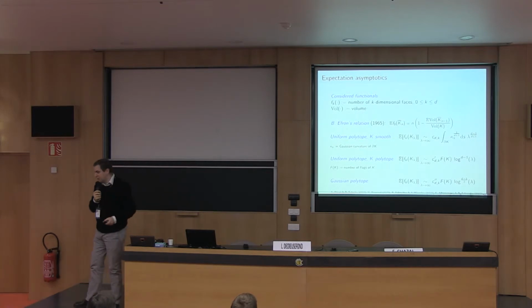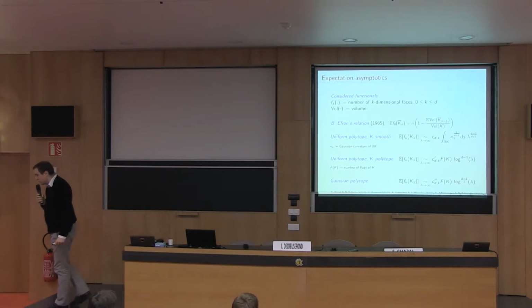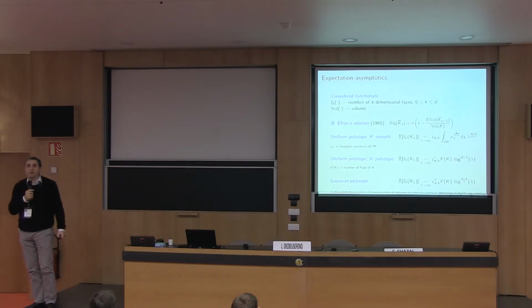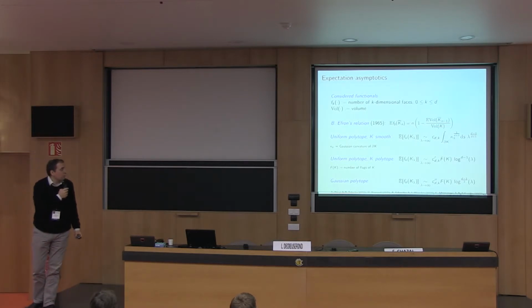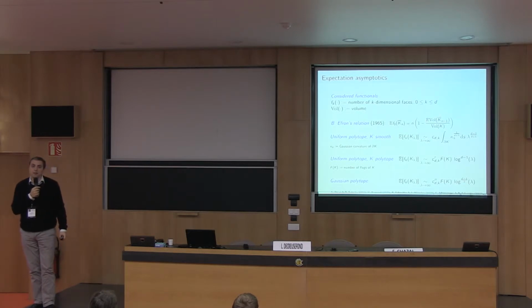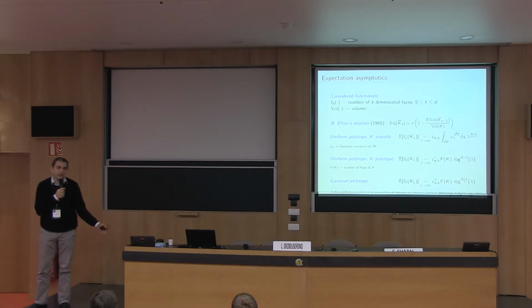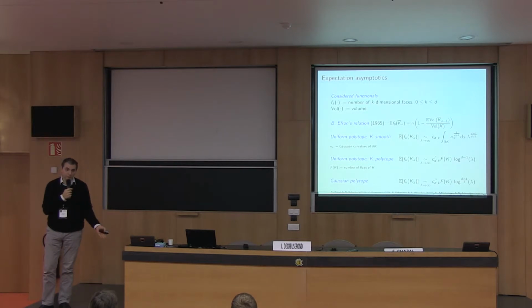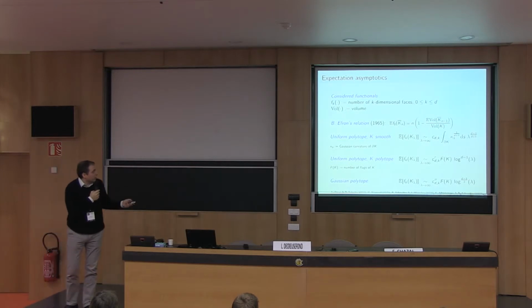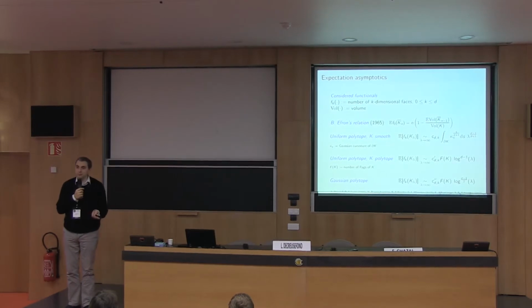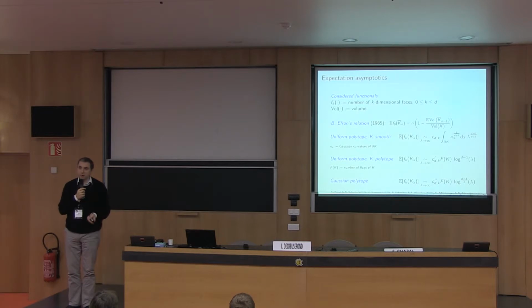Okay, so now it is time to discuss the functionals that I will deal with in the rest of the talk. First, the number of k-dimensional faces. For instance, if k is equal to 0, then I get the number of extreme points. If I take k equal to d minus 1, I will get the number of facets of my random polytope. And of course, I am interested in the volume or the defect volume, so for instance, the volume of the complementary set of the convex hull inside the mother body.